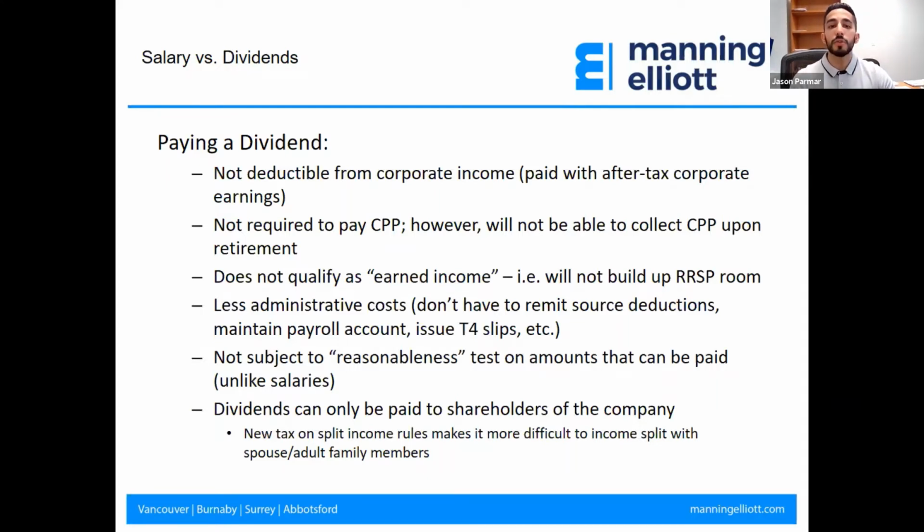Further, dividends do not qualify as earned income. So if you are someone that likes to max out your RSP contributions each year, dividend income does not build up your RSP room. So that is something to consider as well.